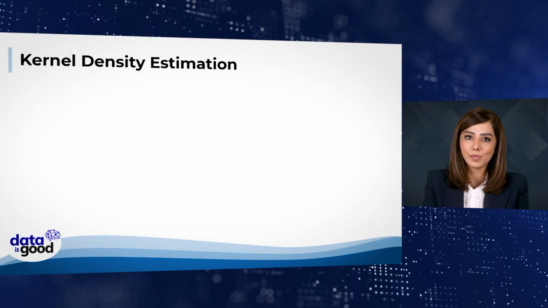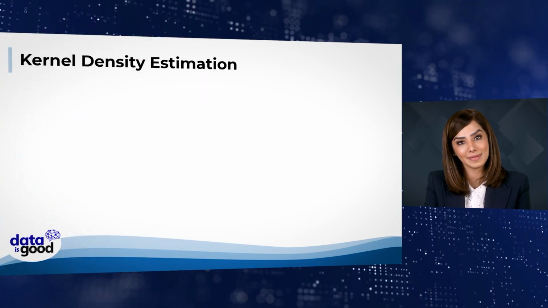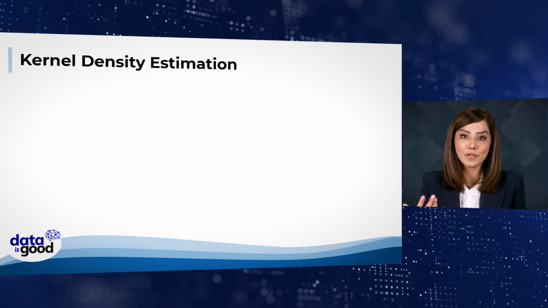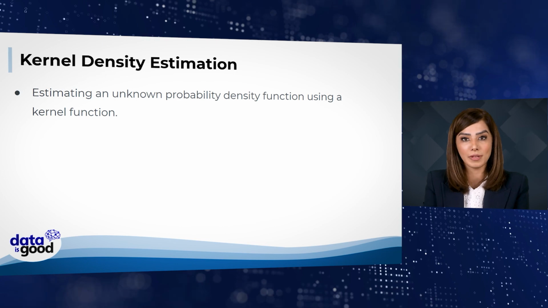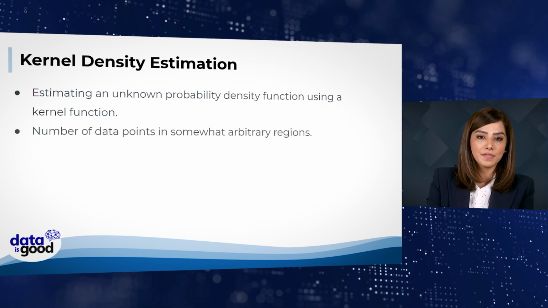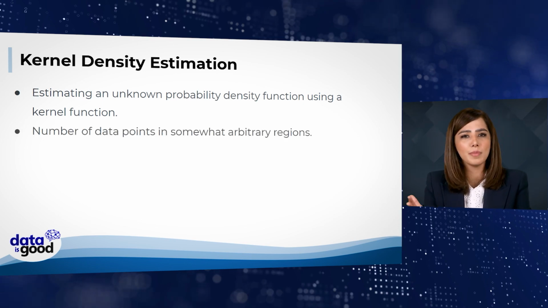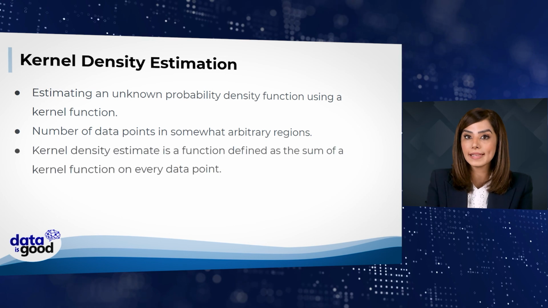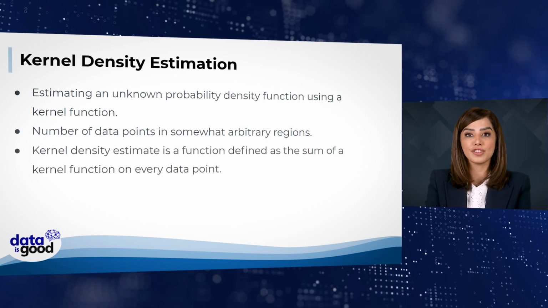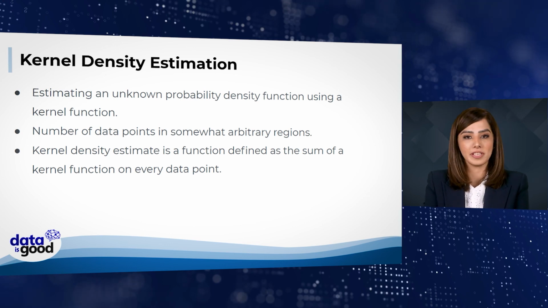Now let's discuss the working of the kernel density estimation. The first and foremost thing is that kernel density estimation is a process of estimating an unknown probability density function using a kernel function. While a histogram counts the number of data points in somewhat arbitrary regions, a kernel density estimate is a function defined as a sum of a kernel function on every data point.